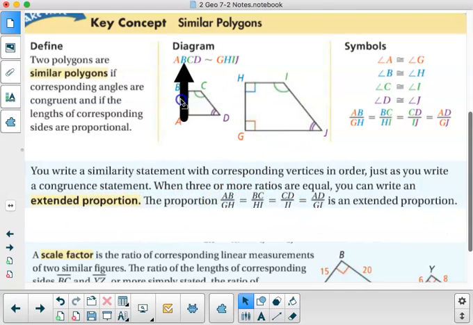Please notice we have that set up. Angle A is corresponding to angle G, so A and G are congruent. B and H are congruent, C and I are congruent, D and J are congruent. Order matters. When 3 or more ratios are equal, you can write an extended proportion. The proportion of AB to GH equaling BC to HI equaling CD to IJ equaling AD to GJ is an extended proportion because it's more than just 2 relationships.